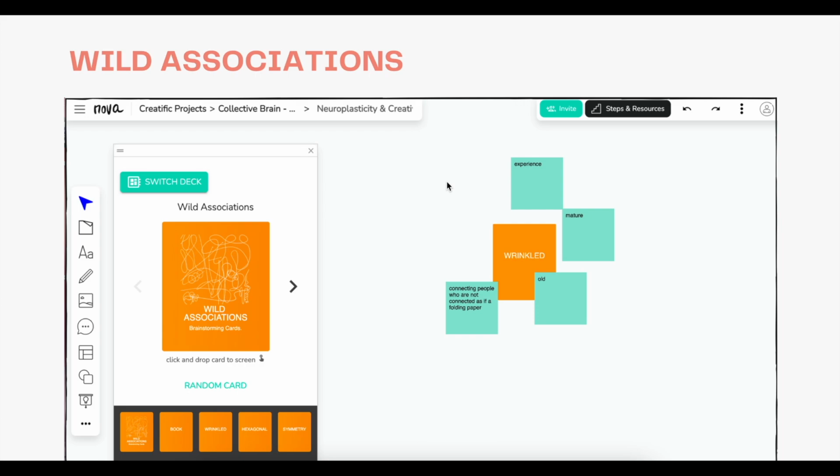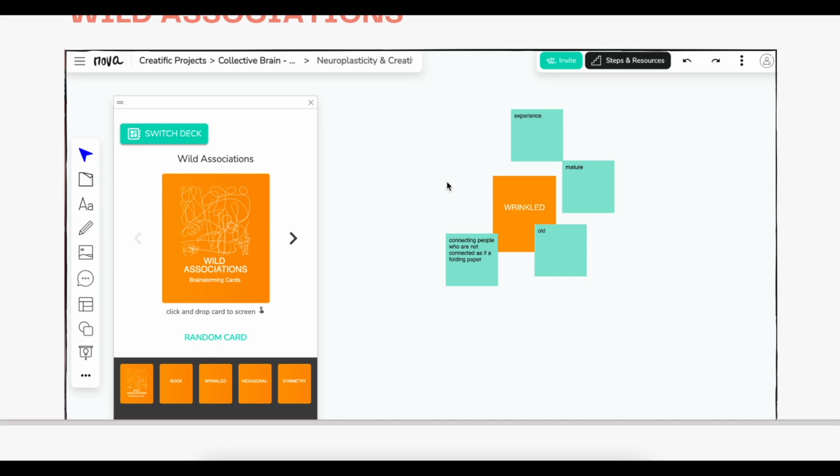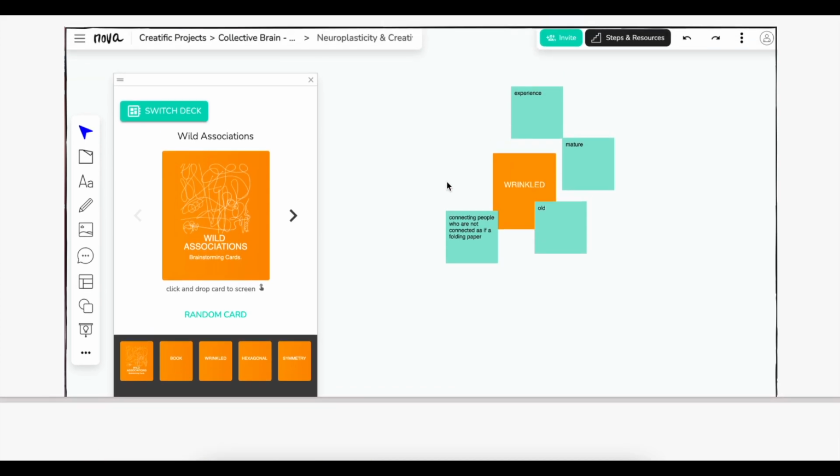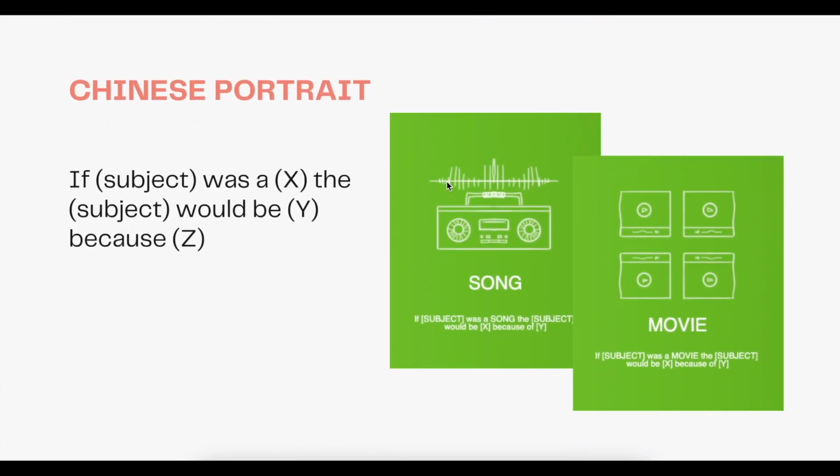This will help you to think about new ideas that otherwise your brain will not be able to make those associations. It's called Wild Associations inside Nova, and you can find it inside card decks. And you can open this at any point inside a whiteboard or a work session. The next one is the Chinese portrait.